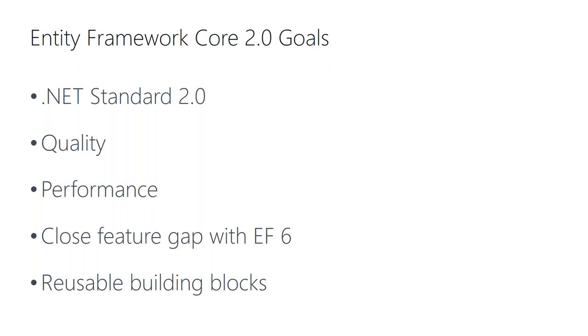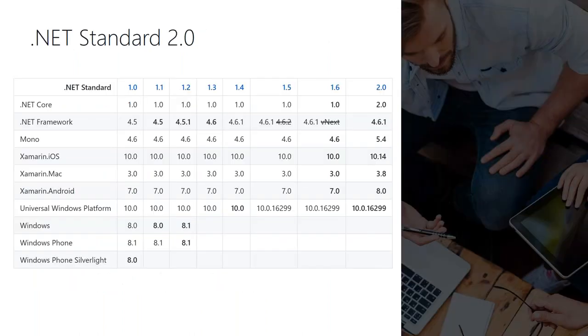And then they wanted to have Entity Framework Core be a reusable building block that the .NET Core community could use. So if anyone doesn't know about the .NET standards, in the old way of thinking, we used to have portable class libraries, and those portable class libraries could be shared in certain ways and couldn't be in others. It was a little confusing. Microsoft went back to the drawing board and came up with the idea of .NET Standard.